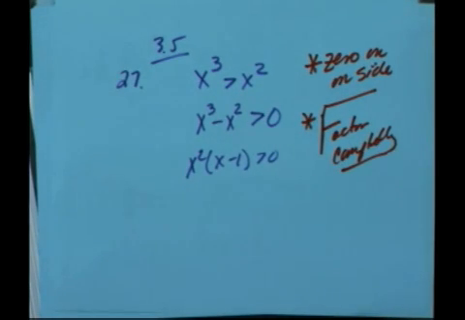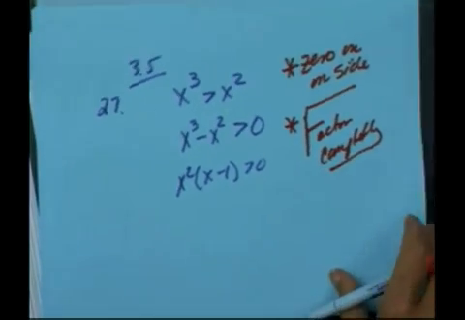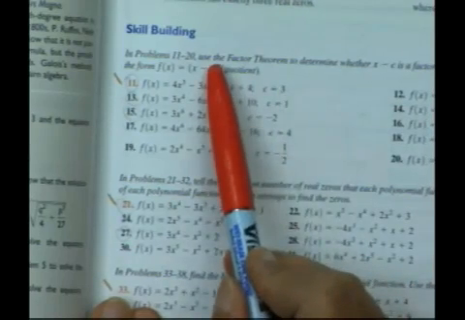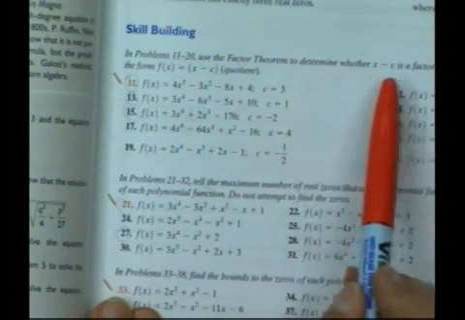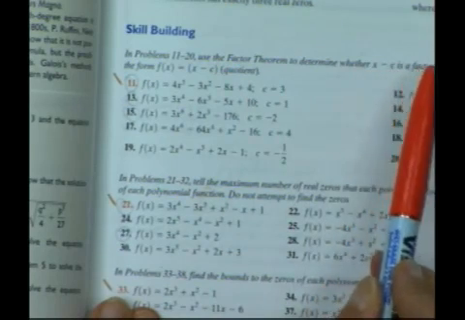All right, let's go to 3.6 and see what's going on here. First question, 3.6, comes from number 11. Ooh, didn't get very far in this exercise. Okay, 3.6, number 11. It is talking about using the factor theorem to determine if x minus c is a factor.